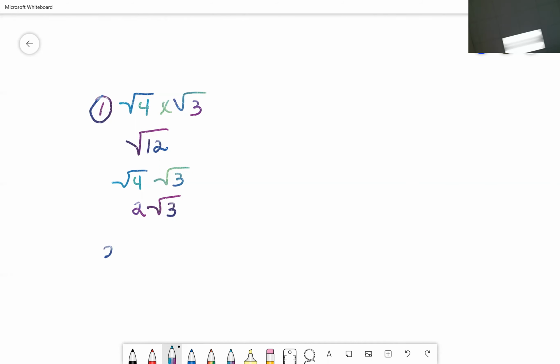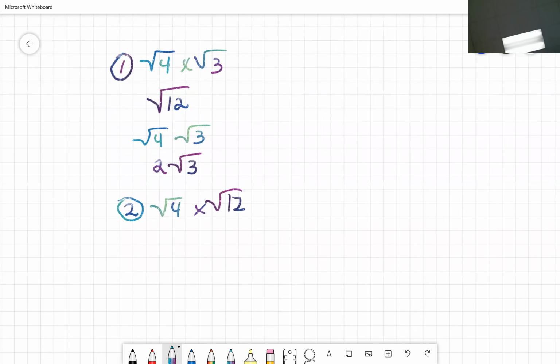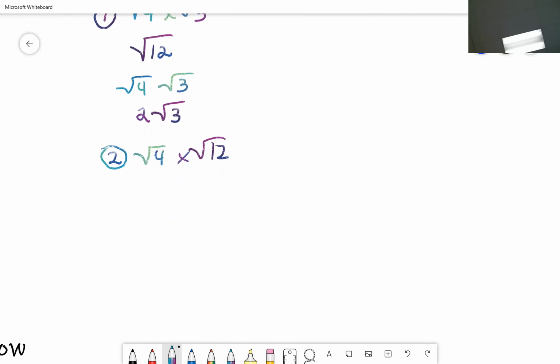Number 2 was the square root of 4 times the square root of 12. Now, when I do this problem, I just multiply square root of 4 times square root of 12, which is square root of 48, but it's up to you how you want to do it. You could have just done 2 times the square root of 12 straight up and then broken up square root of 12. That's fine with me. They're both the same. So now I ask myself, that's 16 times 3, right? Square root of 16 times the square root of 3, which is 4 square root of 3.